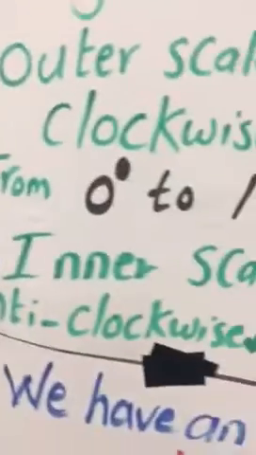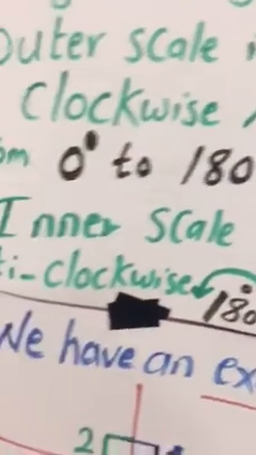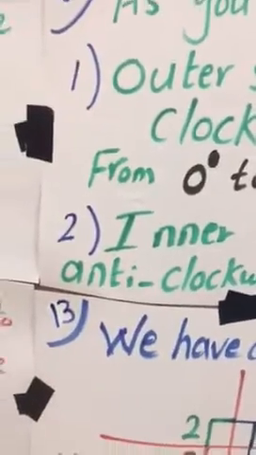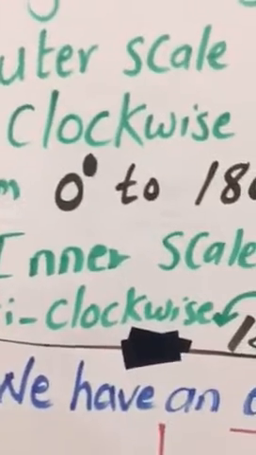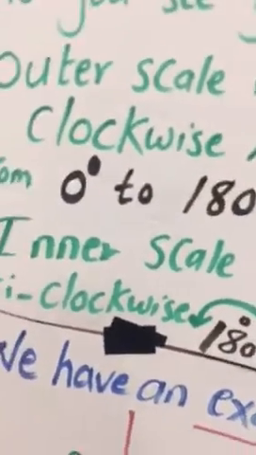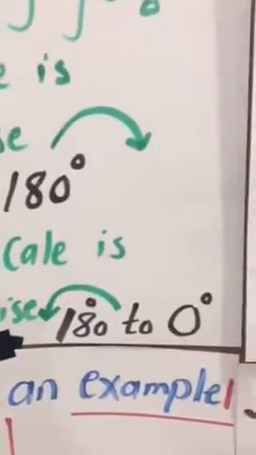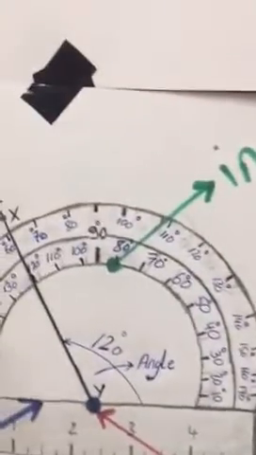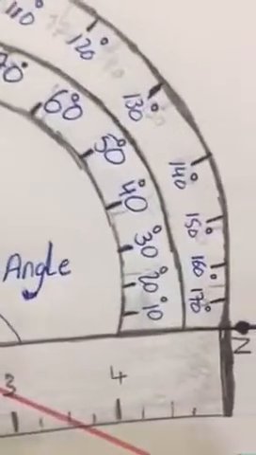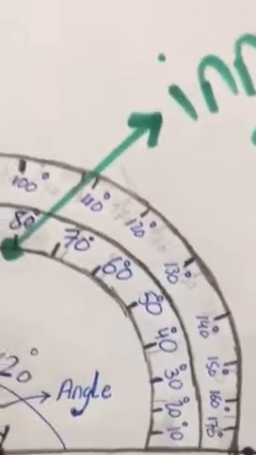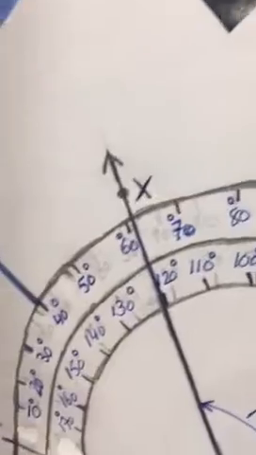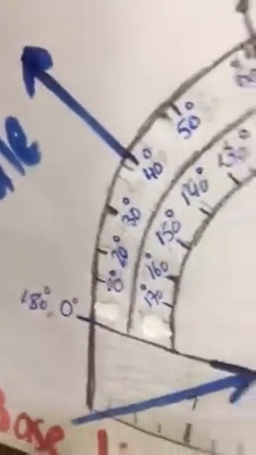Excellent. And the inner scale is the opposite. We call it anti-clockwise. Anti-clockwise is when you are moving opposite to the direction of the watch's hands. So you are moving from 180 to 0 degrees. So we go to the inner scale. Yes, excellent. As you see, you will start from 0. Here it is. And you will go to 10, 20, and you will make this arc up to 180.